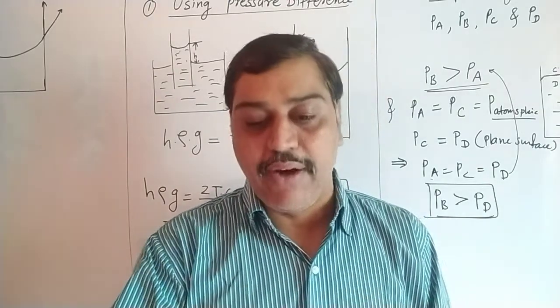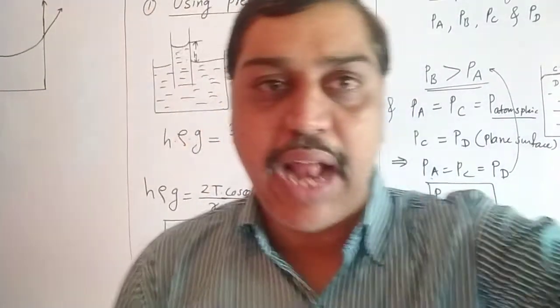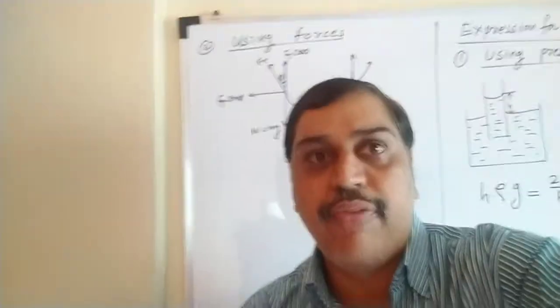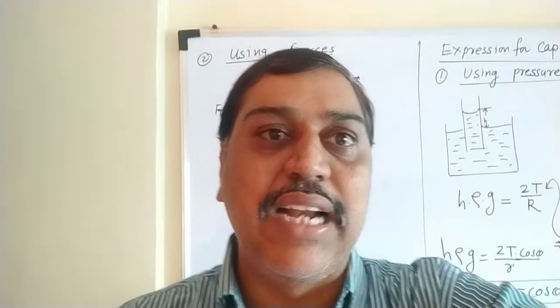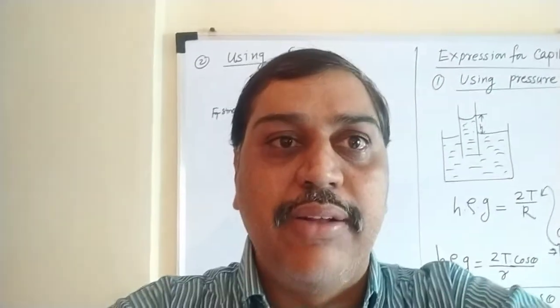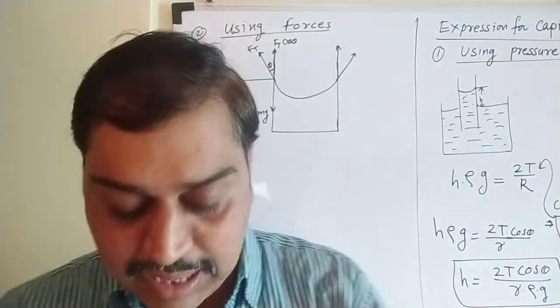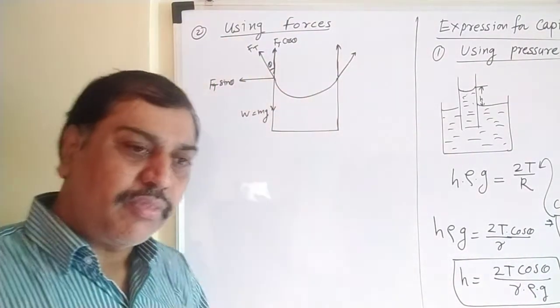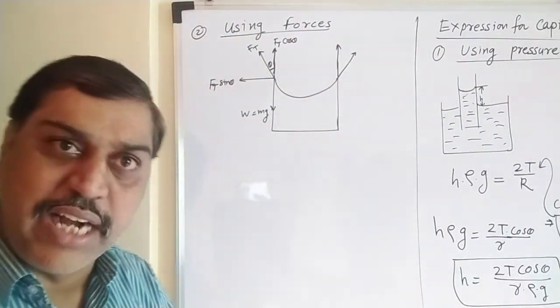Now in the second part we have to derive the same equation using a different approach, by equating the forces. Upward forces equal to downward forces, that concept we have to use, and we have to derive the same equation for the rise or fall in the capillary tube. So let's go to the second part, using the forces. Upward forces equal to downward forces, that we have to use.